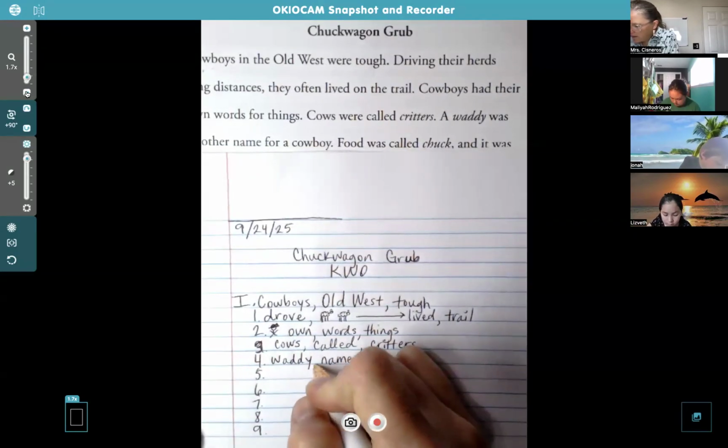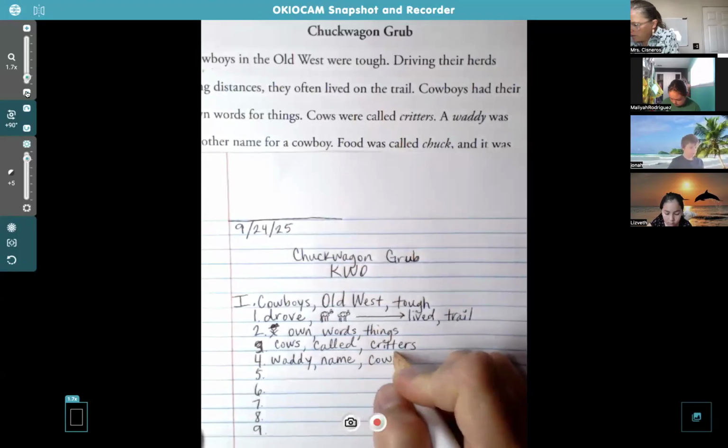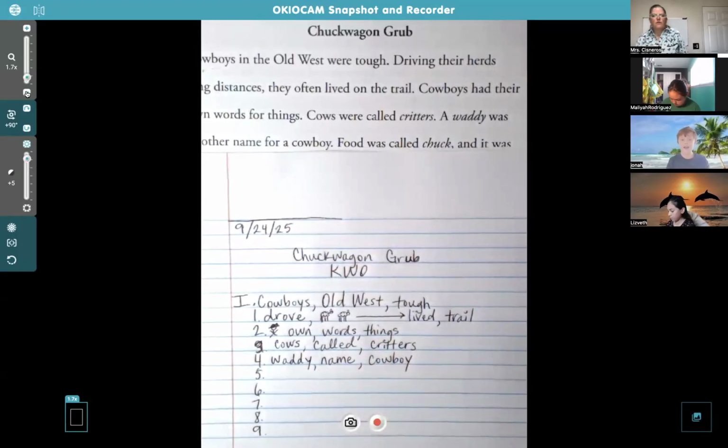Waddy, name, cowboy. Cowboys called Waddy. Okay, that would work. I'm kind of trying to do the same thing as the cows called critter. Yeah, you can do that. Except when you go to write it, Jonah, you don't want to use "called" twice. You're going to have to think of a different way to say that. Because in writing we don't want to repeat the same words too many times.